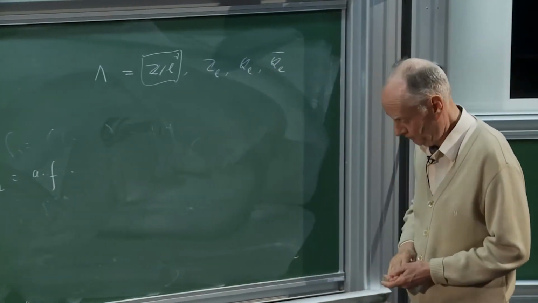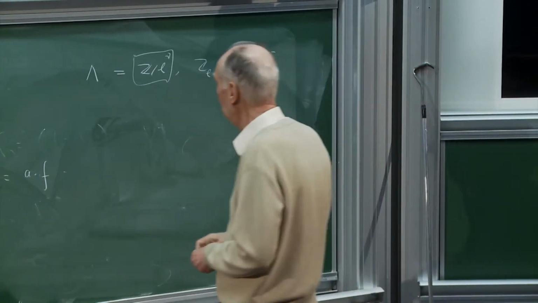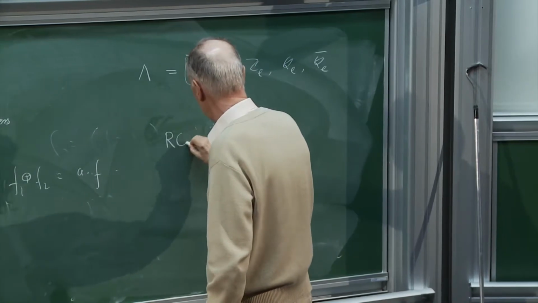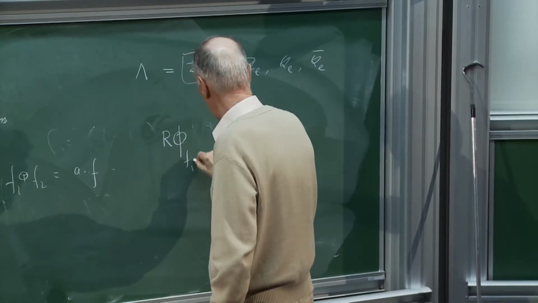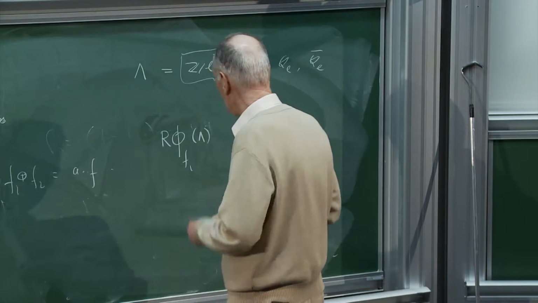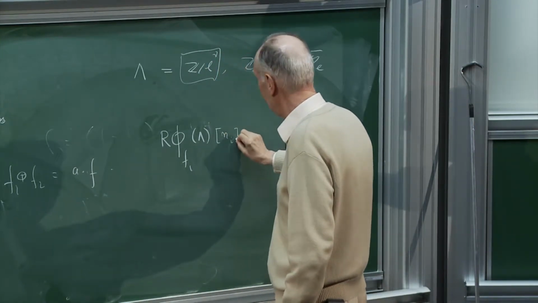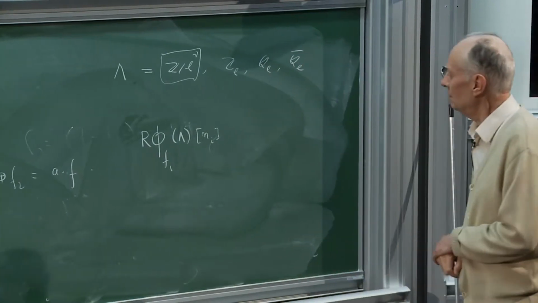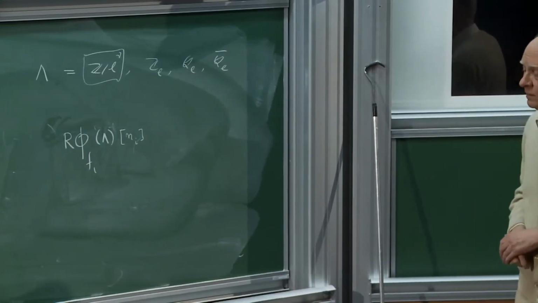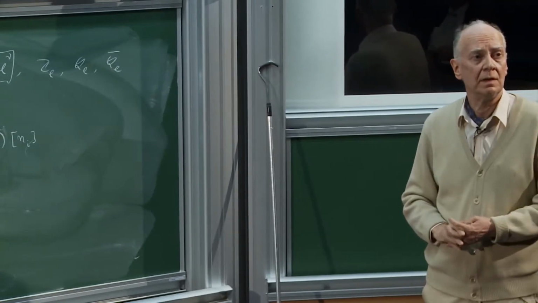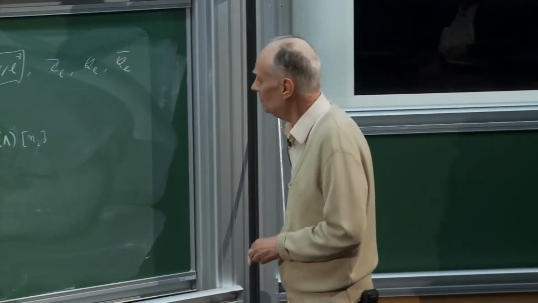So if you consider R phi f_i of Lambda, shifted by n_i, then this is, by Gabber, a perverse sheaf.